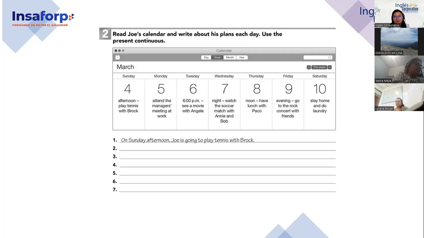¿Quién más quiere probar? Nos queda jueves, viernes y sábado. Who else wants to try? I try. Go, please. Go.